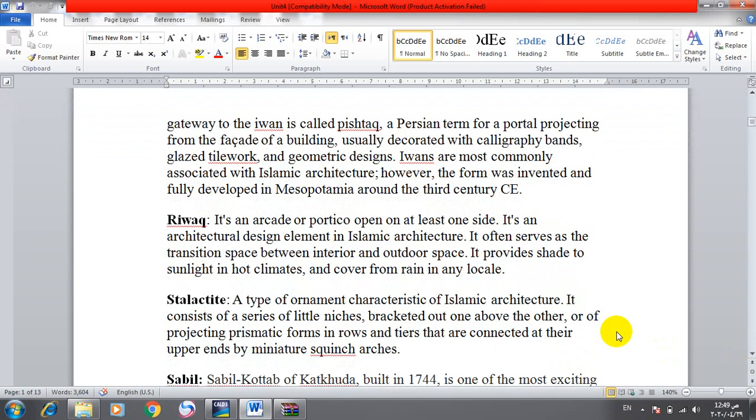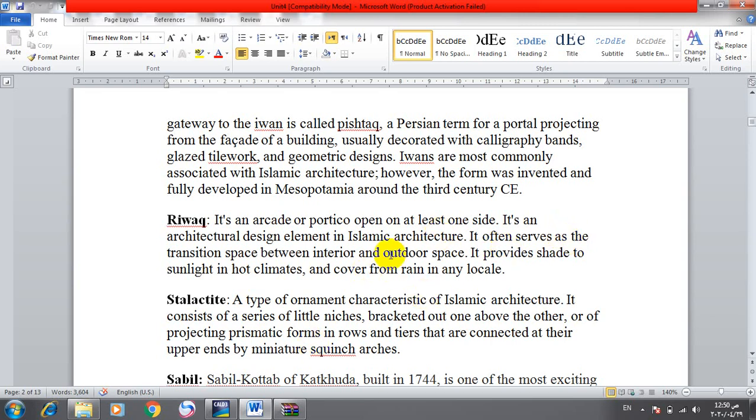بعد كده عندي الرواق. It's an arcade or portico open on at least one side. It's an architectural design element in Islamic architecture. يعني تعتبر تصميم أو عنصر تصميمي في العمارة الإسلامية. دايما الرواق ده بيبقى موجود مكان خارج المسجد بيقعد فيه المصلين وممكن يصلوا. بيبقى طبعا المكان ده فيه زي تعريشة أو ضليلة ممكن تحميهم من أشعة الشمس أو من مطر أو كده يعني.